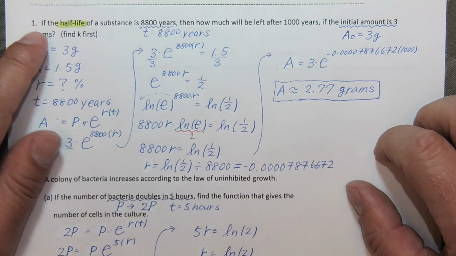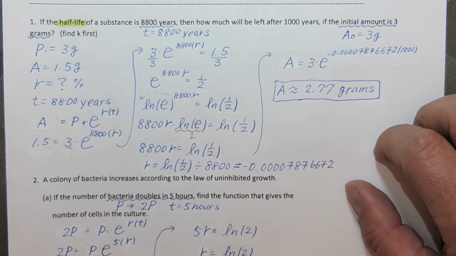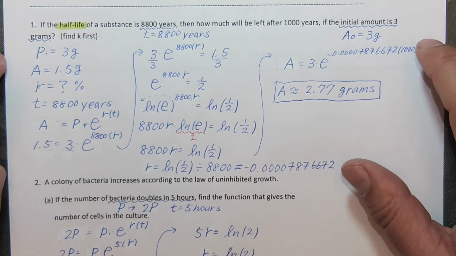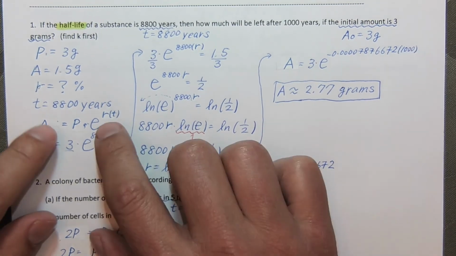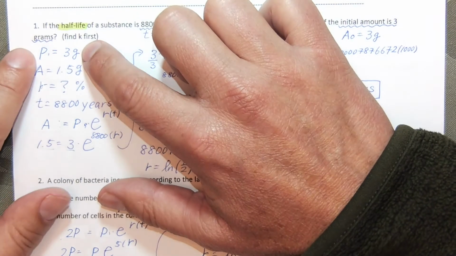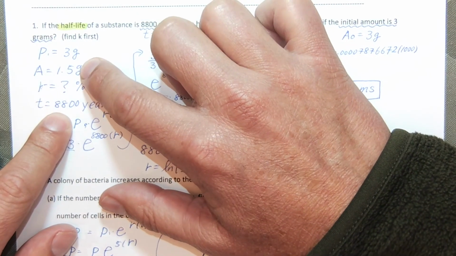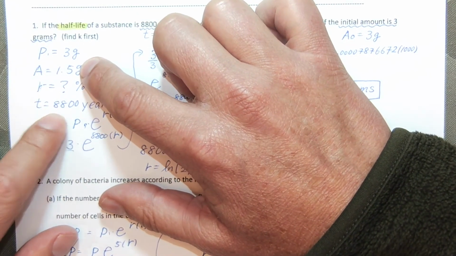If the half-life of a substance is 8,800 years, then how much will be left after 1,000 years if the initial amount is 3 grams? Well, the first thing we don't have is the rate, R. So I'm going to start with 3 grams, and after its half-life of 8,800 years, I will only have 1.5 grams. Well, that works perfect for me because I can just plug it into the formula, and the only unknown that I have is R.